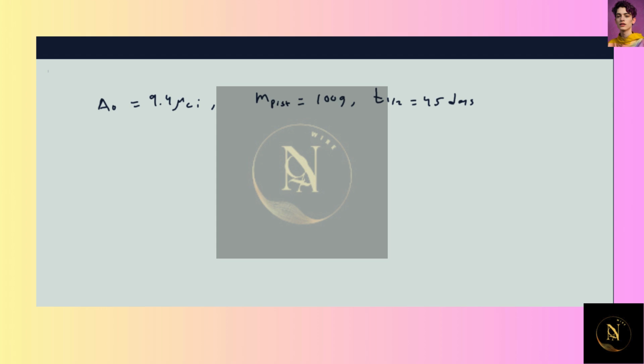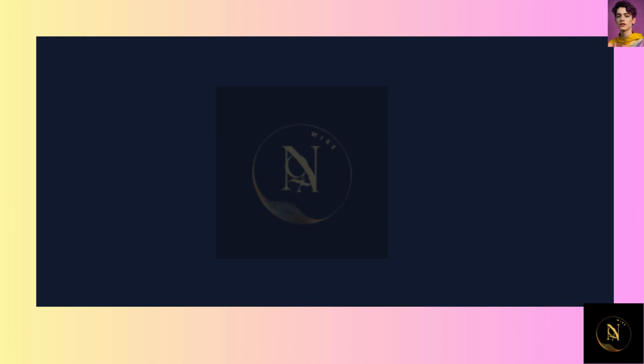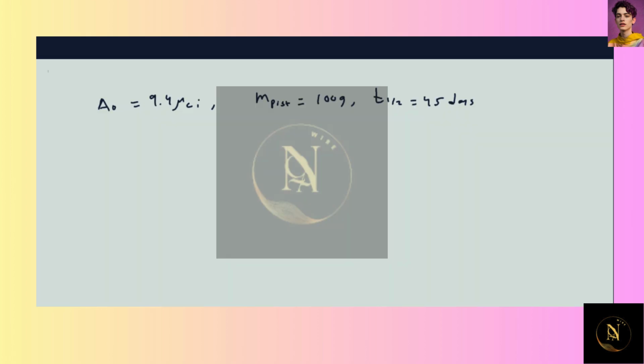We're told that an automobile engine is produced using piston rings that have a total mass of 100 grams, and this includes 9.4 microcuries of iron 59, which has a half-life of 4. Eventually, we want to find how the activity of the engine oil has changed and how much mass is worn from the piston rings per hour of operation.